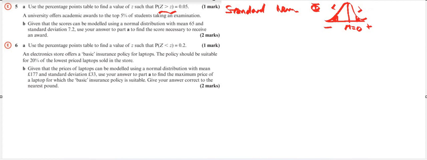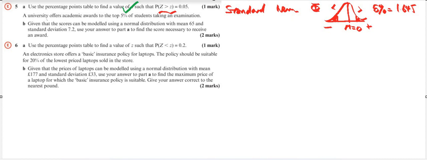Okay, so we look at that, and if we're on the table, 5% equals 1.645. And it's positive because it's the more than. So that's A taken care of.